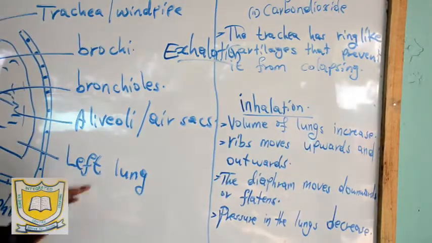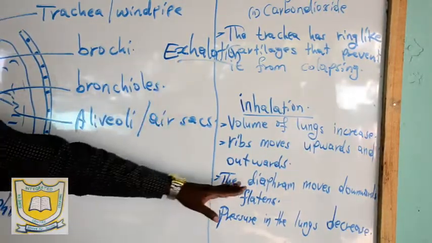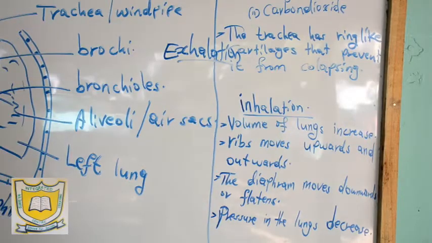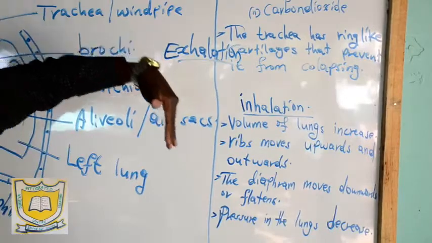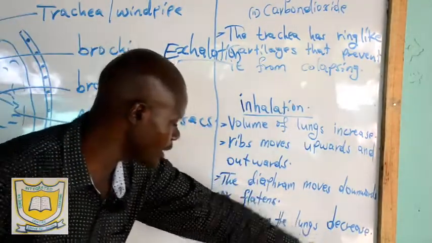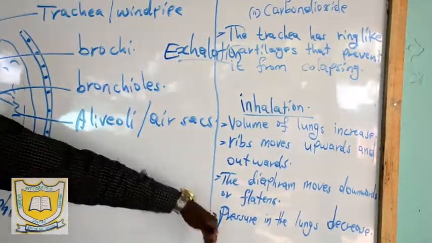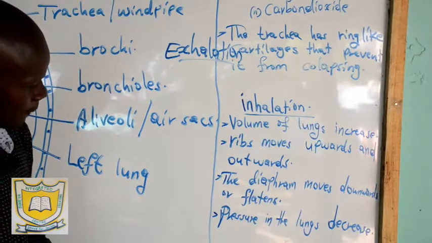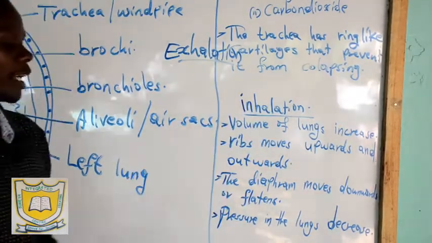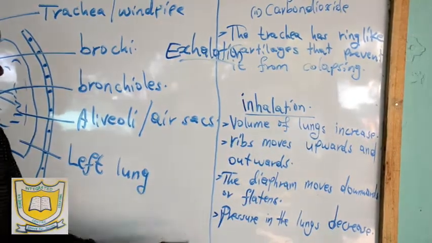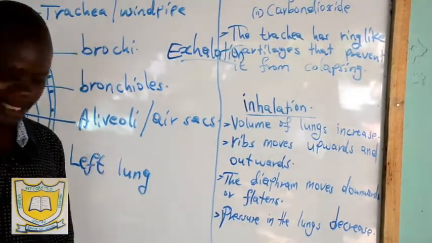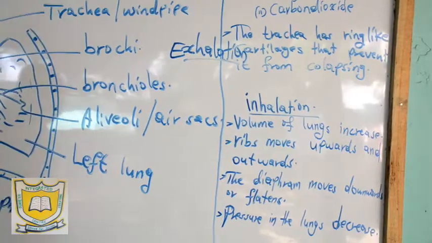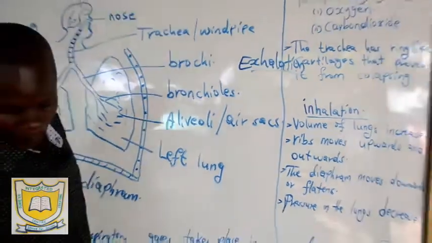Now, when you breathe out, what will happen to the diaphragm? The diaphragm will move upward and make the curved shape, that is dome. It becomes dome shaped, or we can say it moves upward as you breathe out. And then lastly, the pressure. When you breathe out, the pressure in the lungs increases. That is breathing in and out.